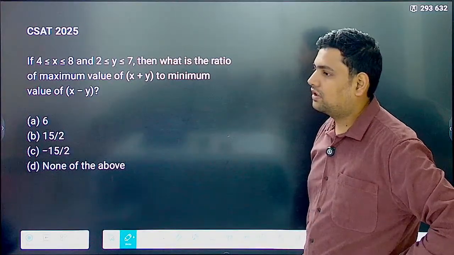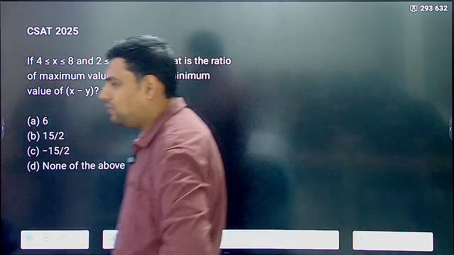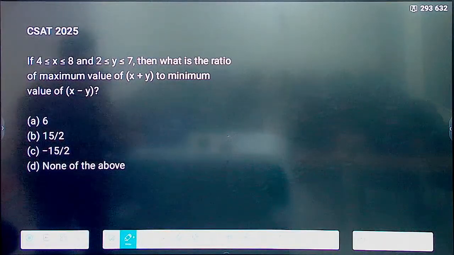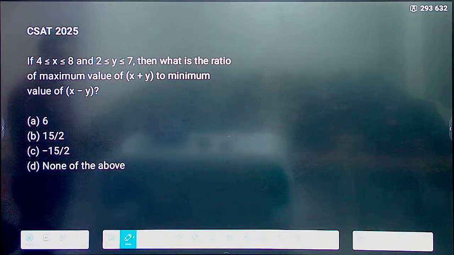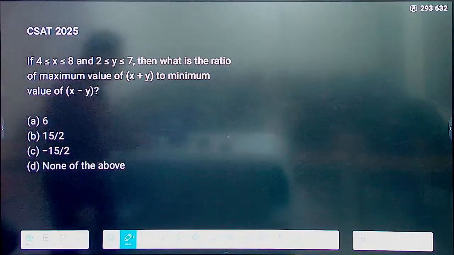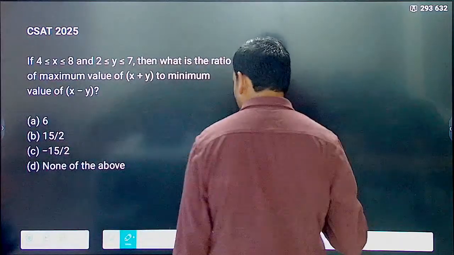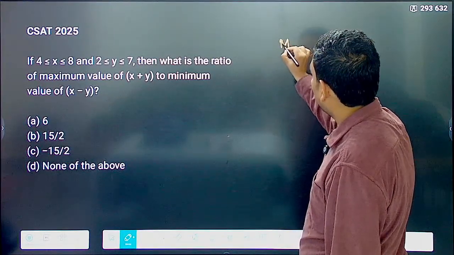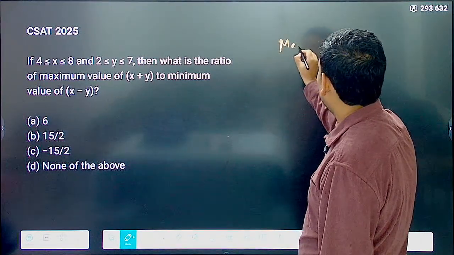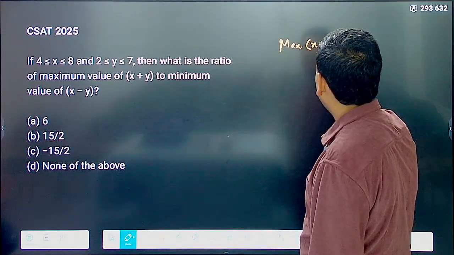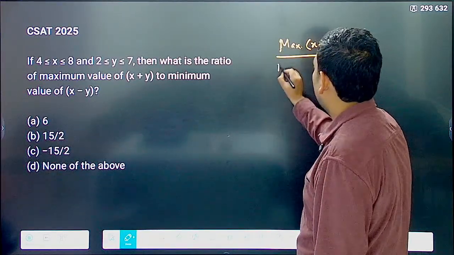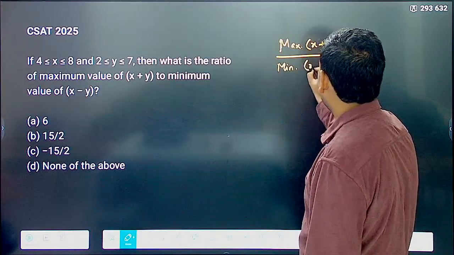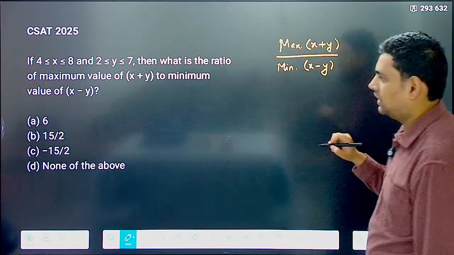Then let's do this. If x is between 4 and 8, and y is between 2 and 7, then what is the ratio of the maximum value of x plus y to the minimum value of x minus y? So it is using all the things. I think you can do this. Basically it is asking you the ratio of the maximum of x plus y by the minimum of x minus y.